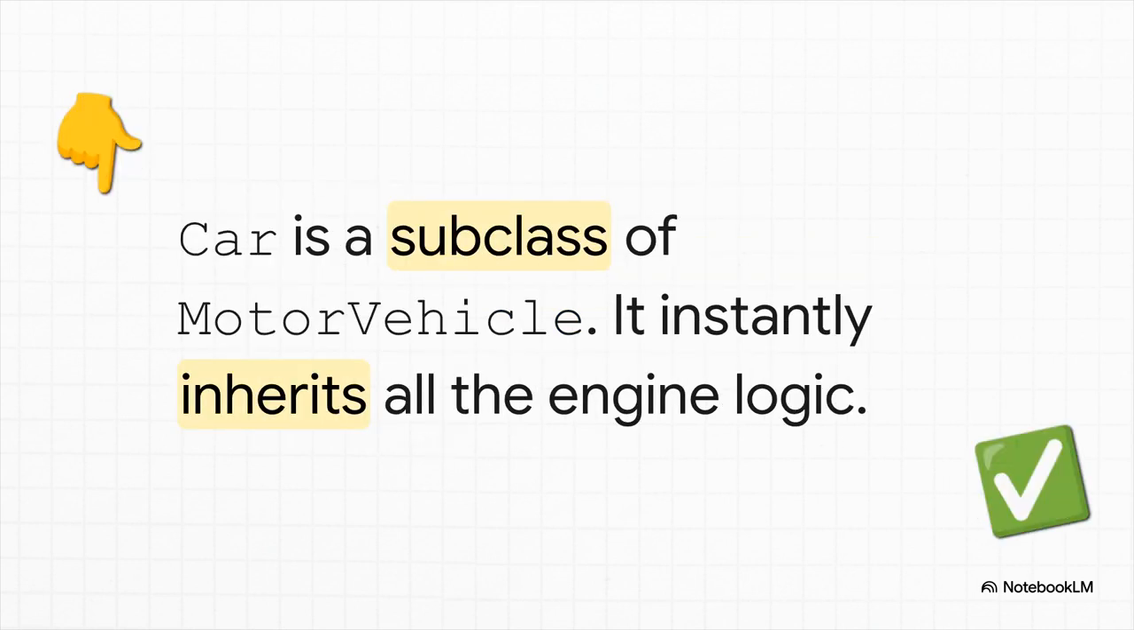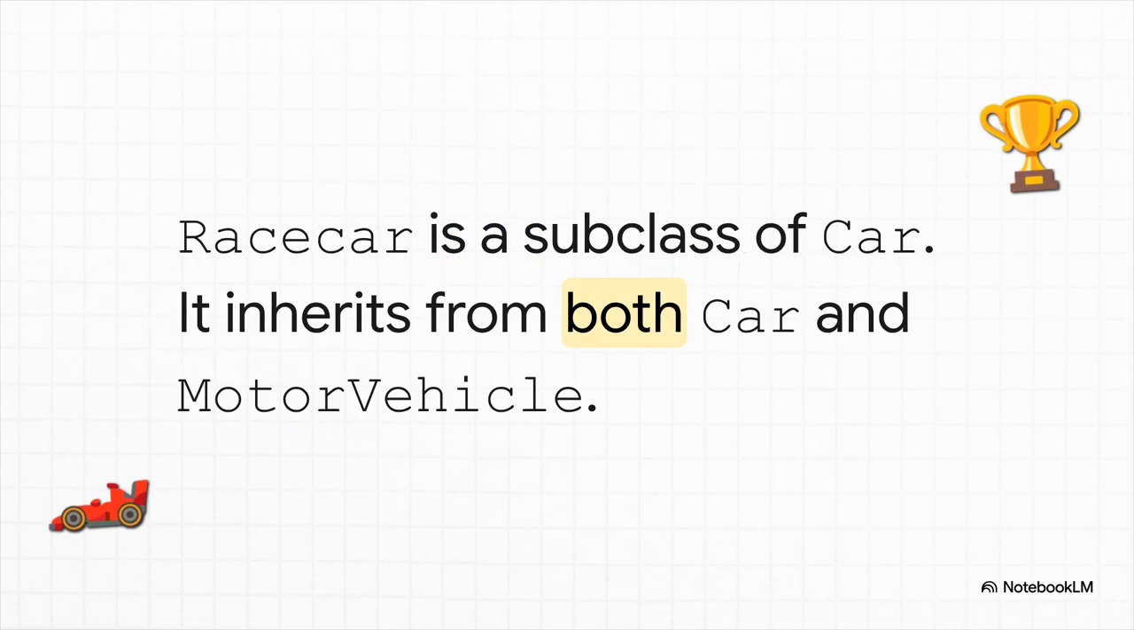Now for the next level down, we create a car class. But here's the magic. We don't rewrite any of that engine code. We just say, hey, car is a child of motor vehicle. And bam, just like that, every car we make automatically knows how to start its engine. It inherited it all. And we can keep this going.